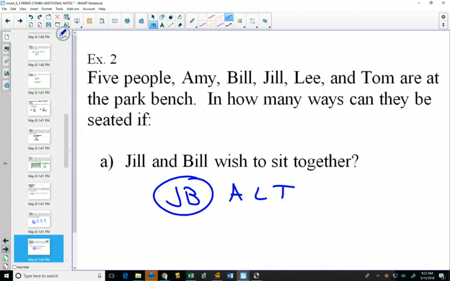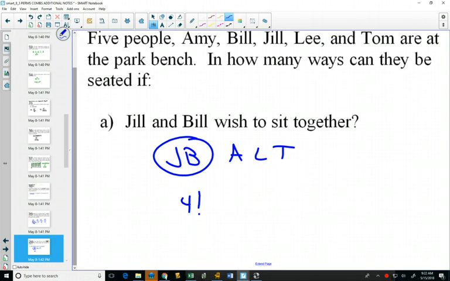So with the grouping strategy, the first thing we have to count is how many groups are there? And in this question, this is where a mistake gets made because a lot of people say 2 groups, Jill and Bill and the rest. But do the rest have to sit together? No. Jill and Bill could sit between Amy and Lee. Jill and Bill could sit between Lee and Tom. And so when we talk about groups in this one, there's actually 4 groups. Jill and Bill are the only group that have to be together, and each of the other ones are individuals. So our number of groups is 4 factorial.